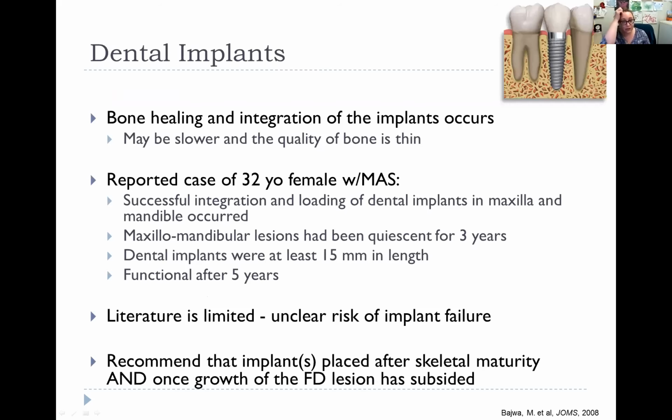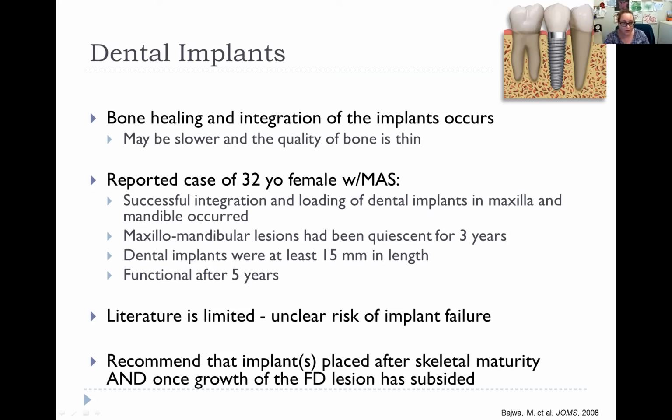As far as dental implants go, I would say there's still a lack of literature and long-term data, but there are more and more case reports all the time of dental implants being placed into fibrous dysplasia bone. What we know is that the osseointegration, which is the bone healing at the implant bone interface, might be slower, and that the quality of the bone might be a bit thinner. But in this case of a 32-year-old female with McCune-Albright syndrome, it was noted that there was successful integration and loading of the dental implants.